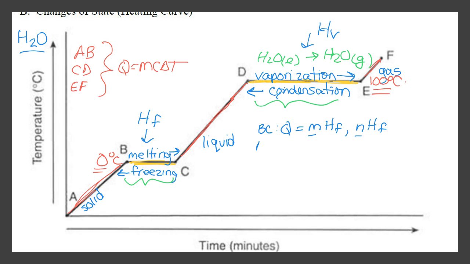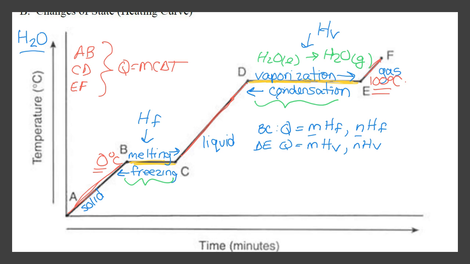For section D, E, you're going to do the same thing. It's just going to be heat of vaporization instead. And again, it depends on what units they give you the heat of vaporization in. Do they give it to you in joules per gram? If so, multiply it by the mass. If they give it to you in joules per mole, then multiply it by the number of moles.